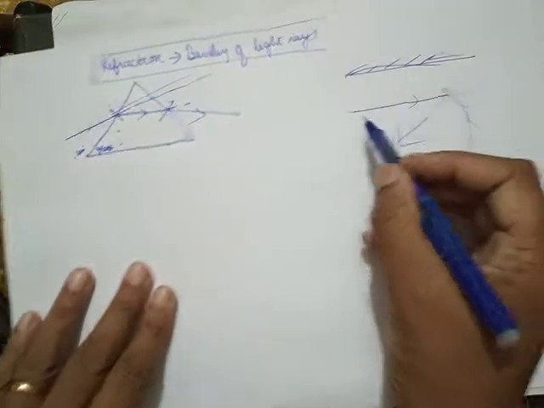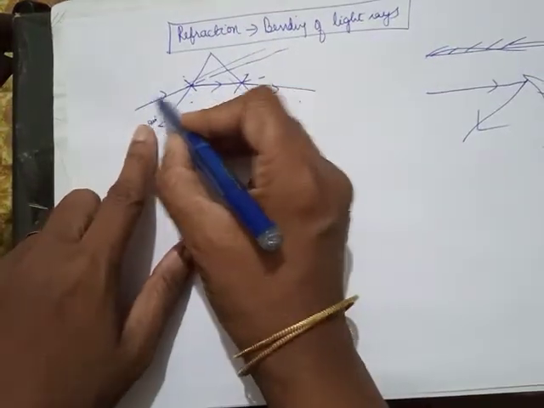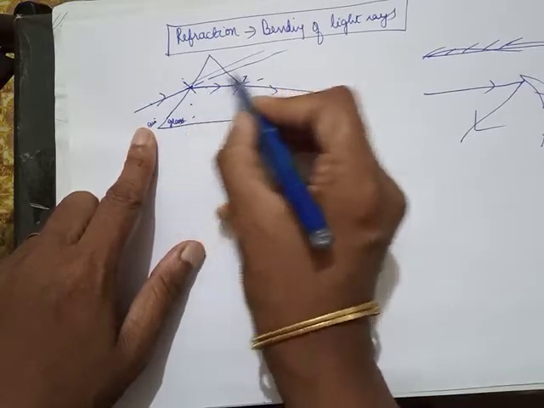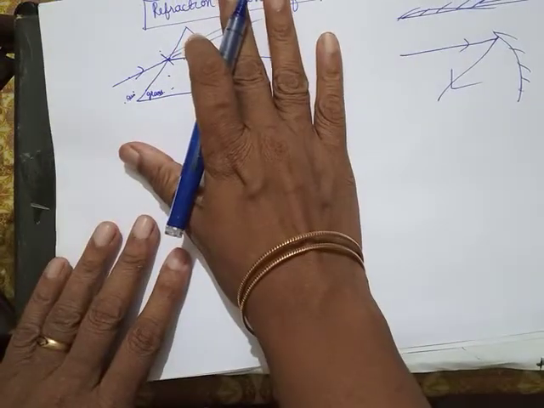Reflection means bouncing back. The ray will come back into the same medium. Refraction means the ray will go into another medium, but not in a straight path. It will undergo some bending. So that much you remember.